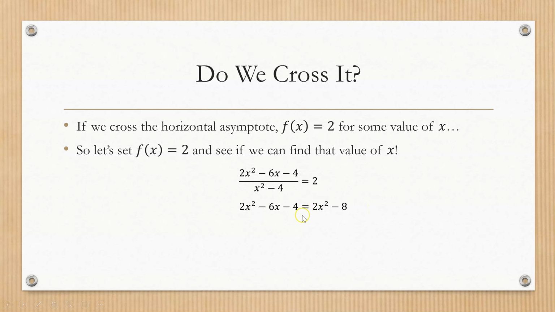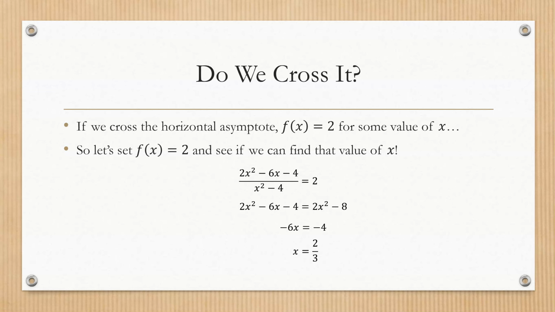Now, if I subtract 2x squared from both sides, those will cancel out, and I'll be left with just negative 6x minus 4 over here and negative 8 over here. I added 4 to both sides because I kind of skipped a step, right? So I subtracted 2x squared from both sides, and I added 4 to both sides. And then if I divide both sides by negative 6, I get x equals 2/3.